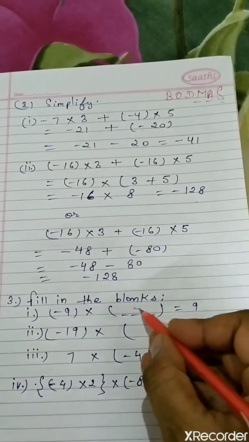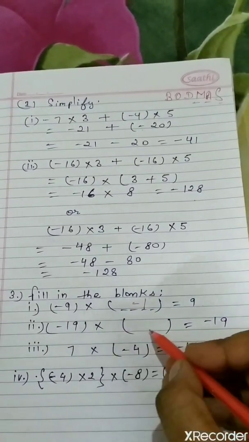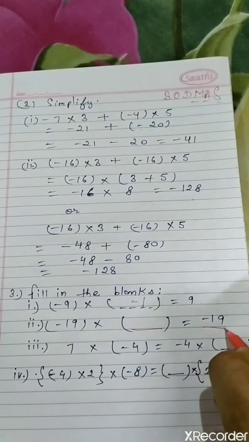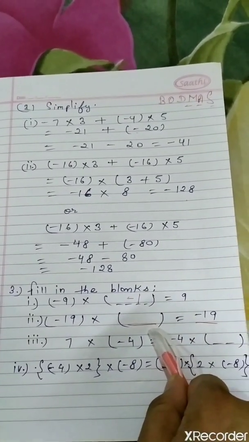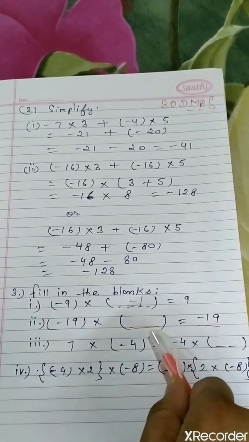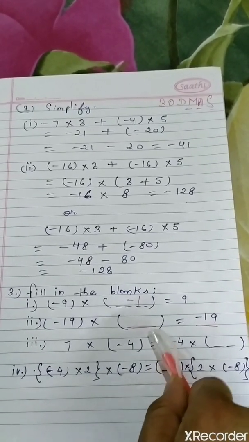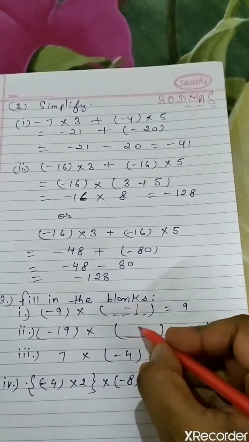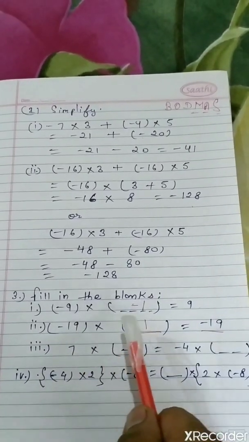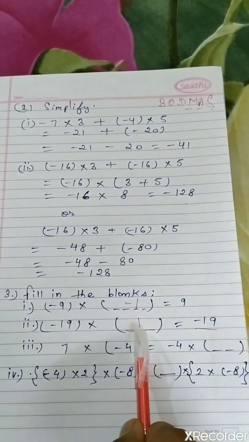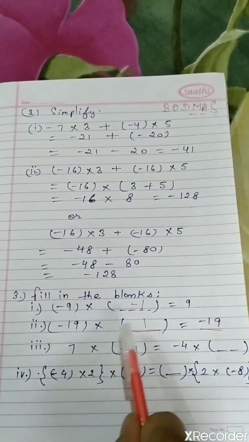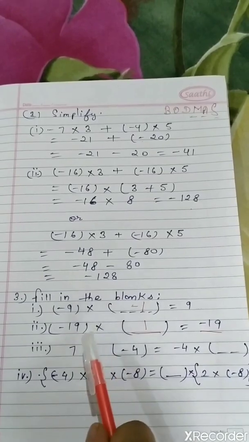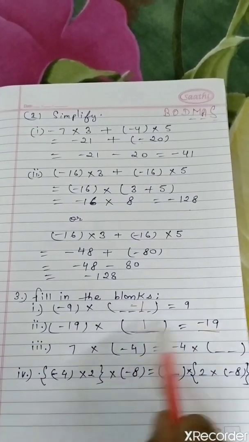Then that is the fill in the blanks. Now minus 19 into which number? The product will be minus 19. It is using the multiplicative identity property. That one is known as the multiplicative identity of any integer. So here 1 will be there because by multiplying with 1, the product is the number itself only. Minus 19 into 1 is minus 19, 15 into 1 is 15, same way.